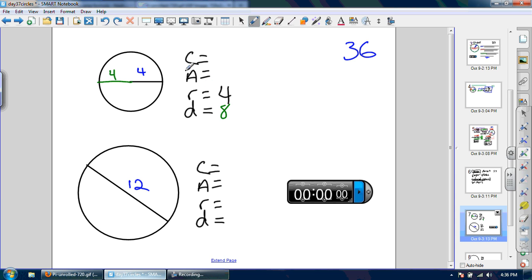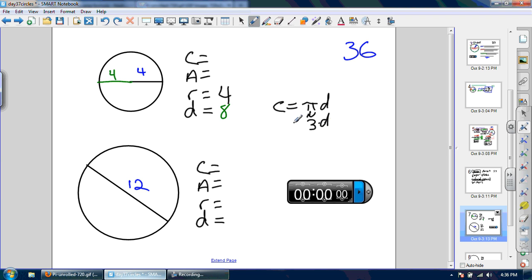From this point, if I want to find circumference, we can use either formula. I always like to go with the diameter formula if I can because it's less stuff to work with. I know C is just pi times D. And I know that I can use 3 for pi because I'm nice. So 3 times D.